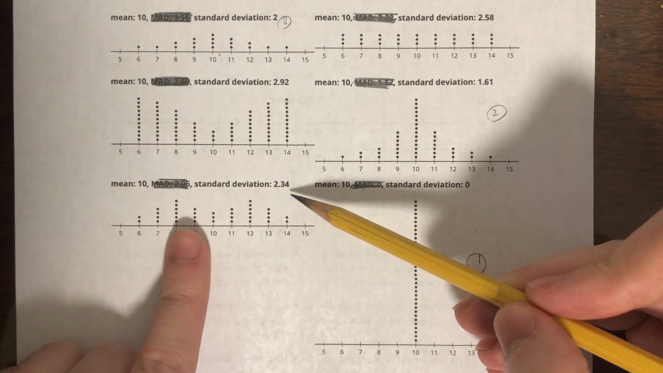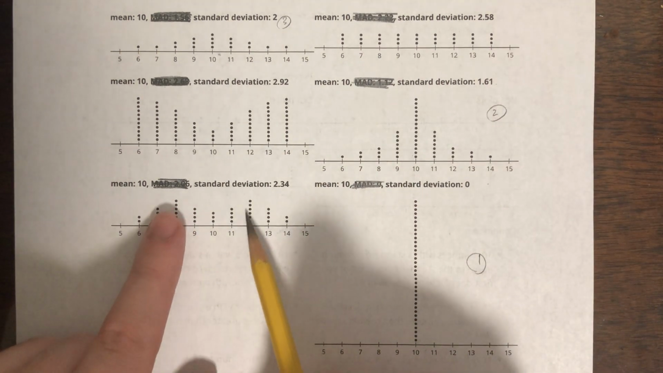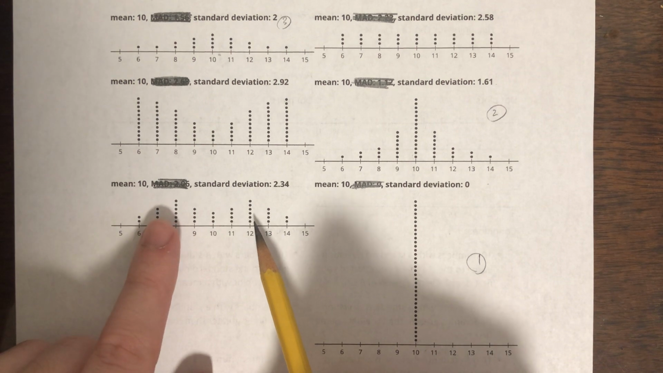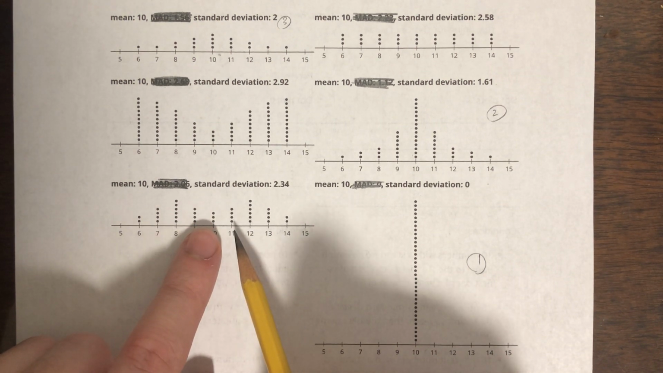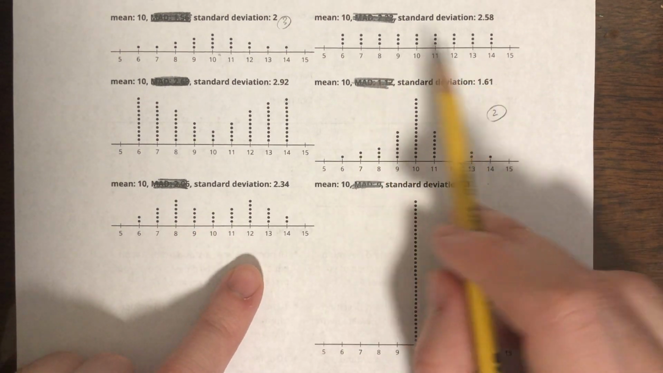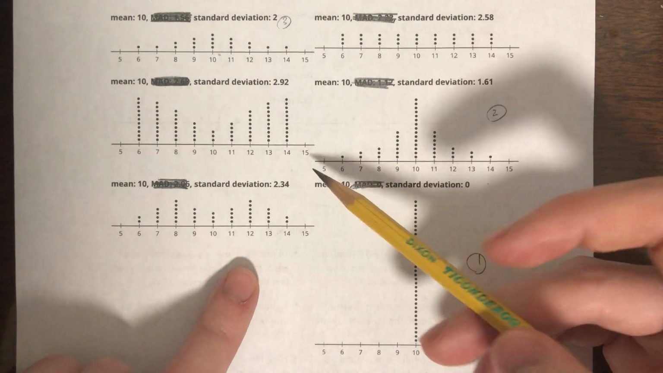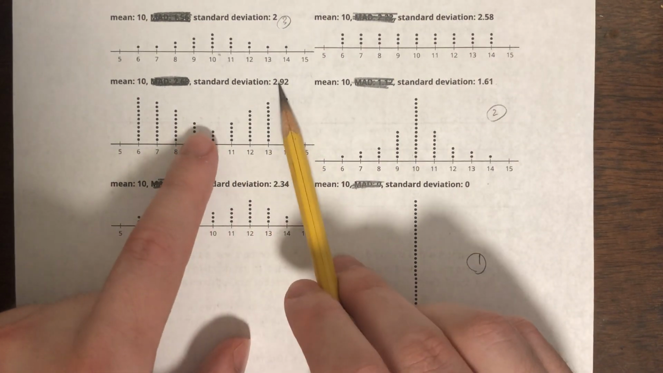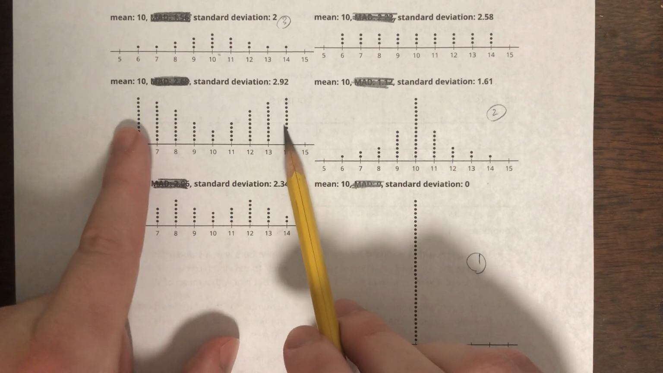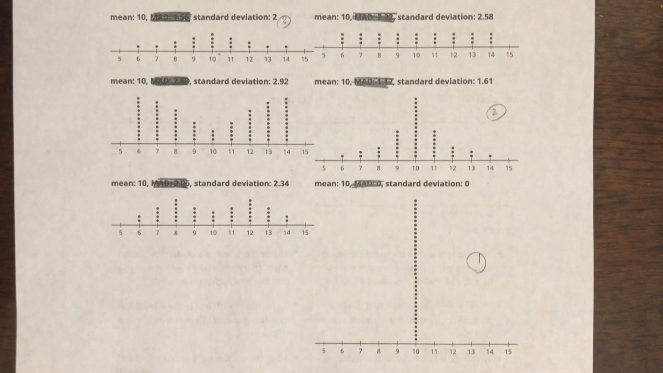Why would this one be lower? Well, even though I do have a bimodal graph, my data is still a little bit more congested towards the middle. Here, everything is pretty equidistant from each other. So that's why that one's going to be a little bit higher. Then this one, of course, most of my data is all the way in the endpoints, far away from the middle. So that's going to have the highest standard deviation of all.